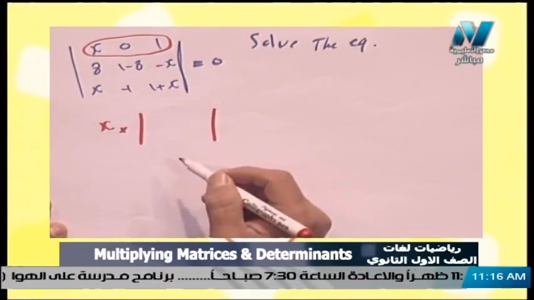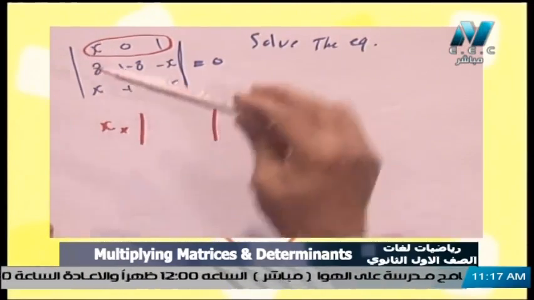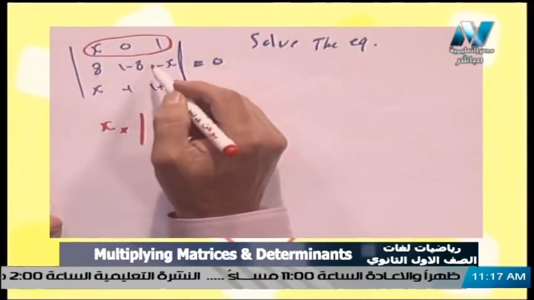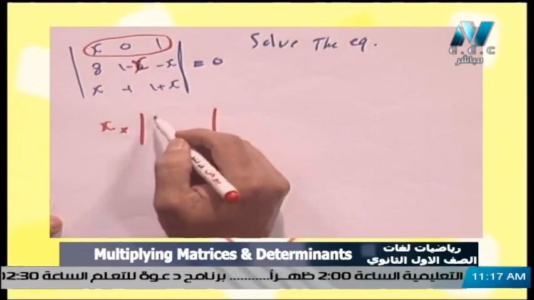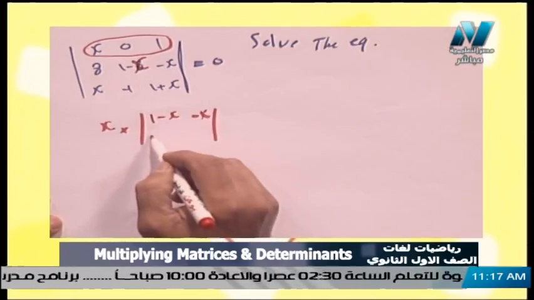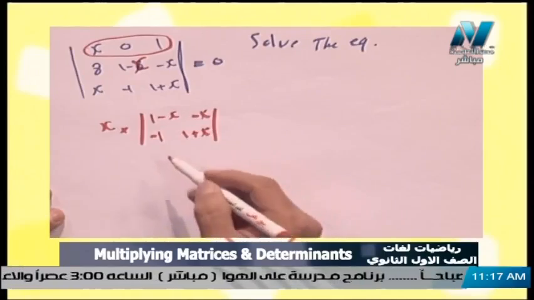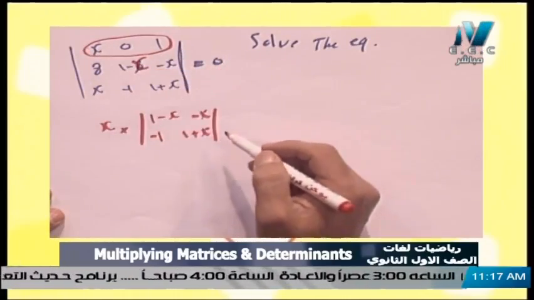X multiplied by the determinant; cancel this row, this column, and this row. So it will be: here 1 minus x, here 1 minus x, this is negative x, -1, and 1 plus x. This is the first row and first column multiplied by x.